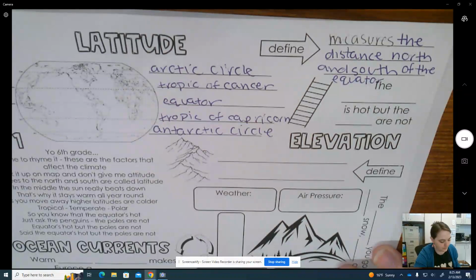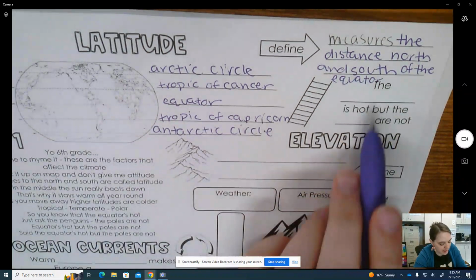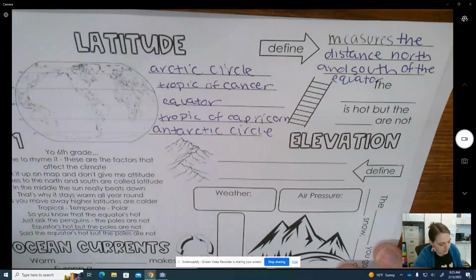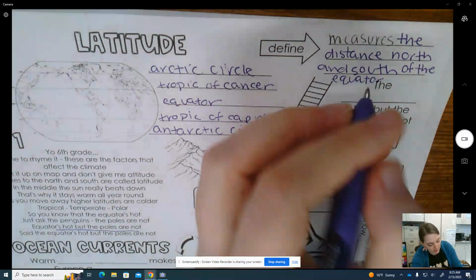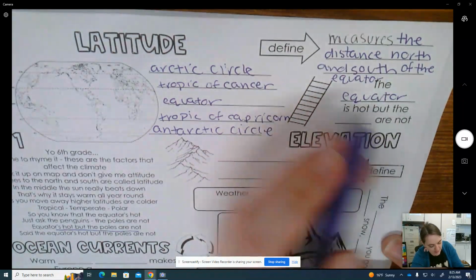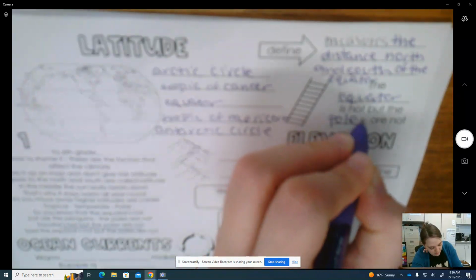Okay. Remember from the song, it says, the blank is hot, but the blank are not. Remember, the equator is hot, but the poles are not.